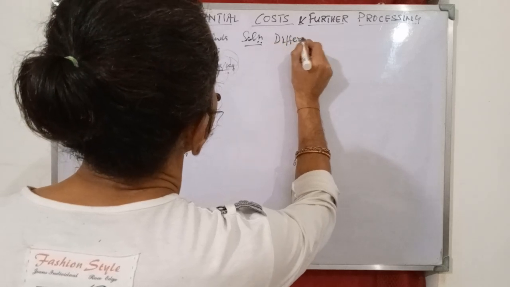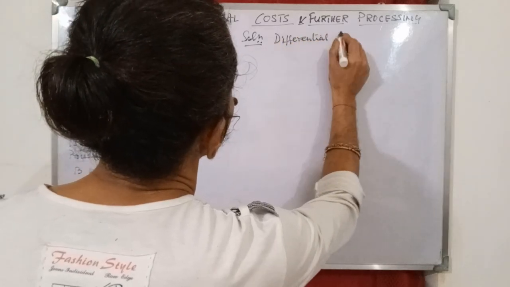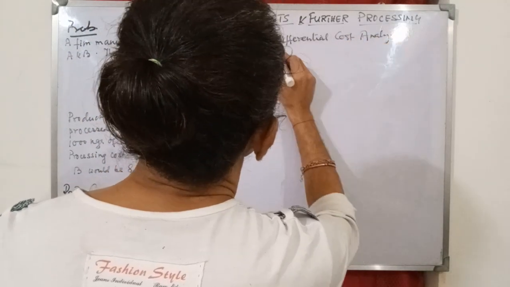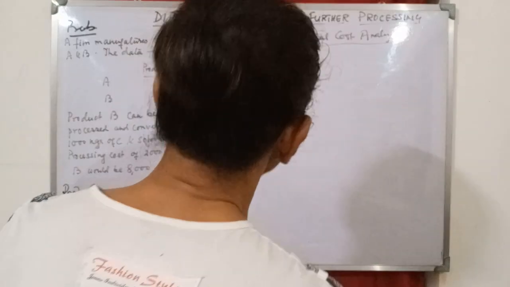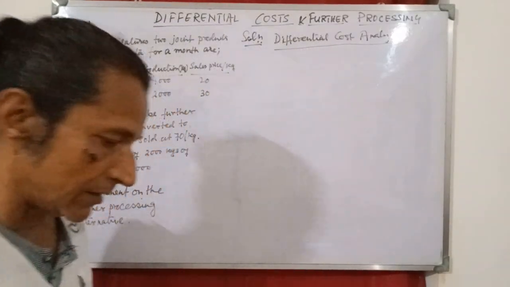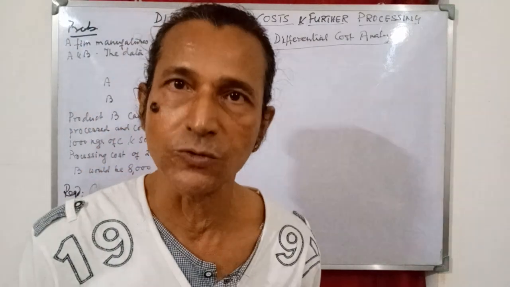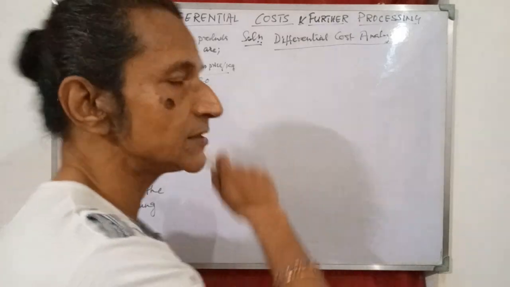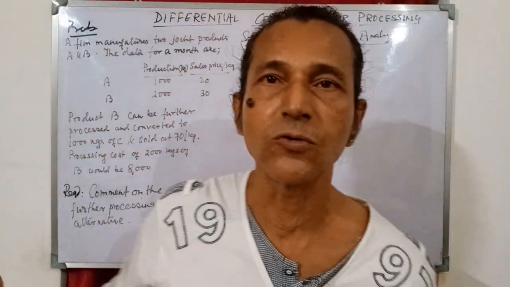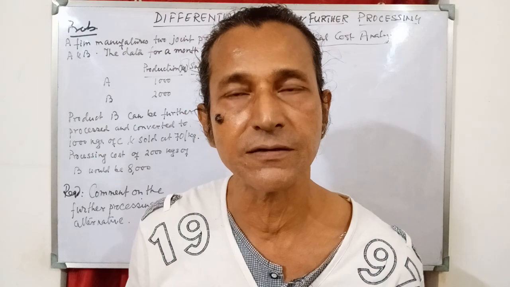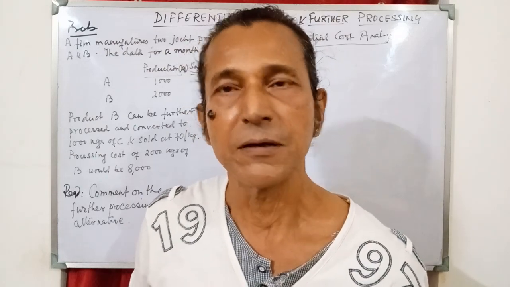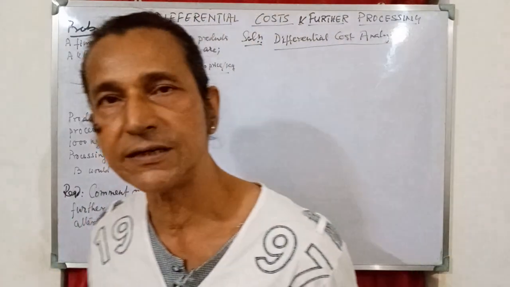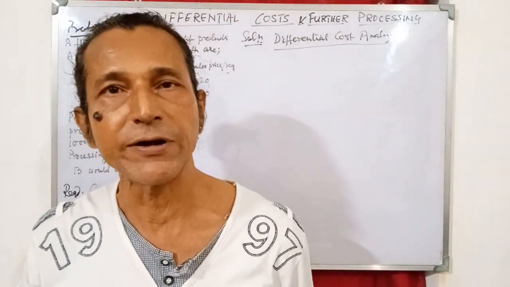Differential cost analysis. When we talk about differential cost analysis, remember sometimes you have to find out the differential profit too. And the differential cost of what? The differential cost of taking the alternative course of action. And what is that alternative course of action? To further process product B by spending 8000 and convert it into 1000 kgs of C and sell that at 70 per kg.